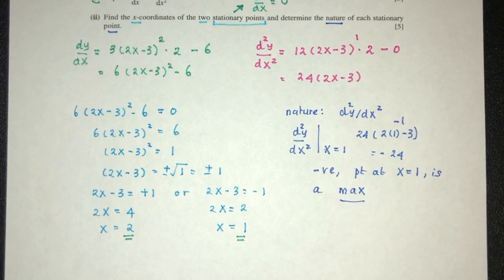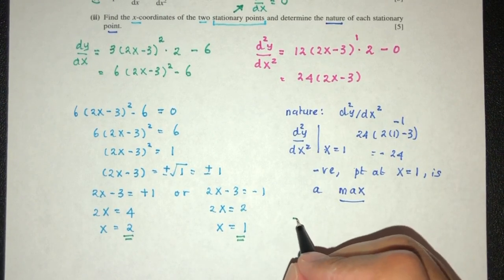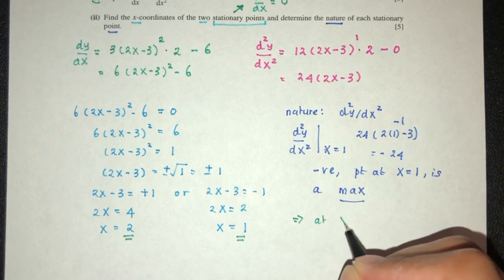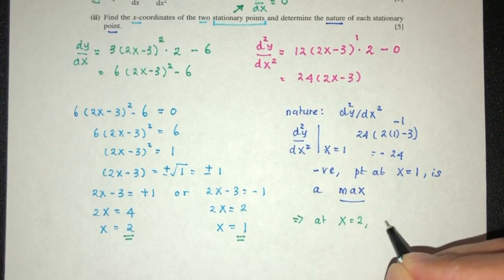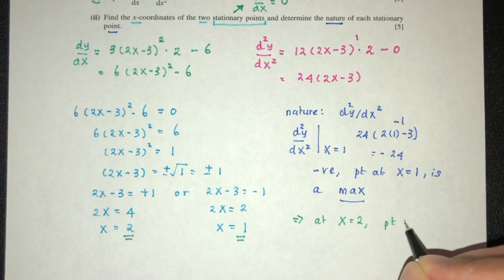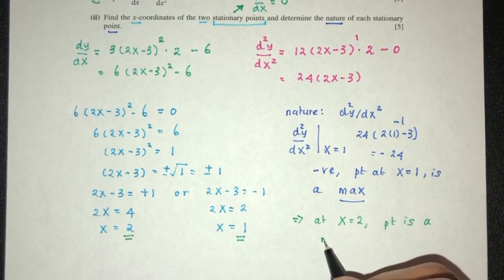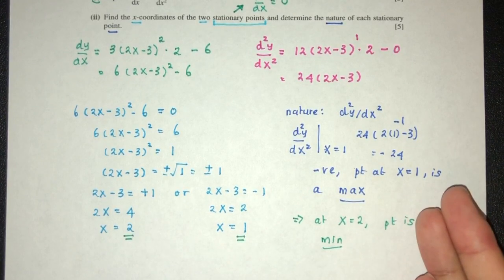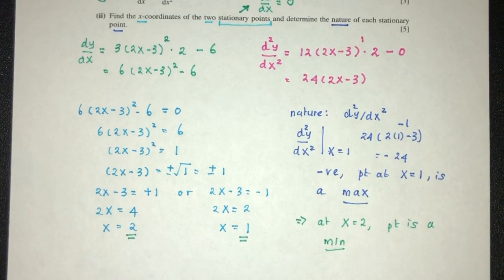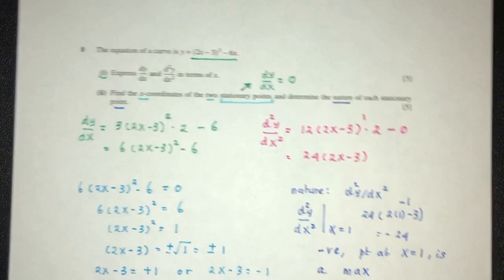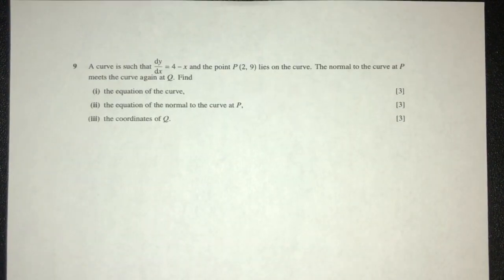Now obviously if we have one maximum point already, we can also conclude that at x equal to 2, the point is a minimum point. Obviously we have one max, so the other one should be a minimum as well. So that will be your question regarding differentiation. Let's move on to the next question.